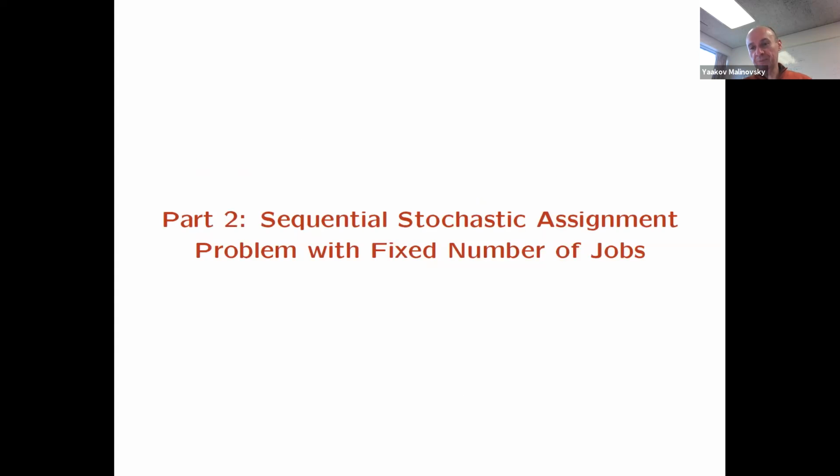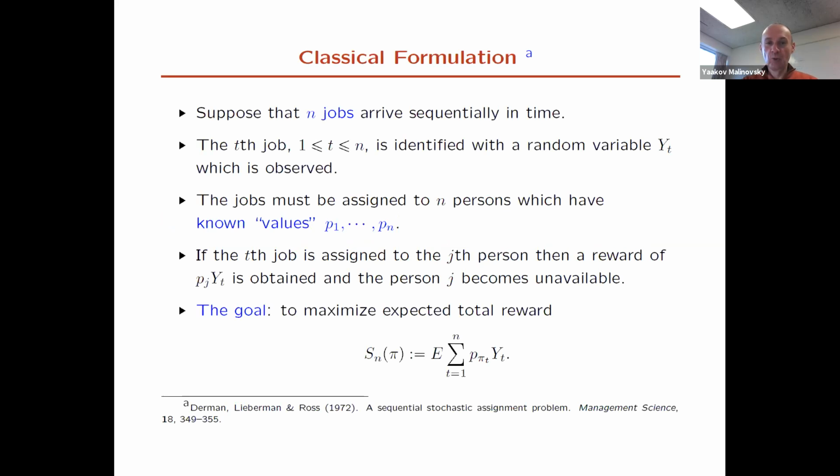So it's kind of a separate topic now, but then I will show reduction of all classes of problems to this method. This method is called sequential stochastic assignment problems with a fixed number of jobs. Fixed number of jobs is going to correspond to fixed horizon, and then we're going to extend this method to the random horizon. I'm going to present the problem separately and then reduce to it.